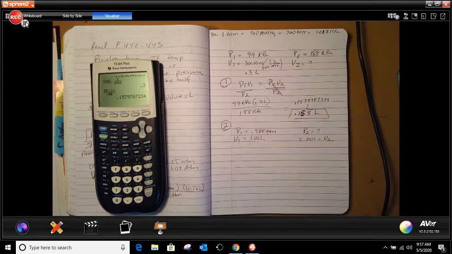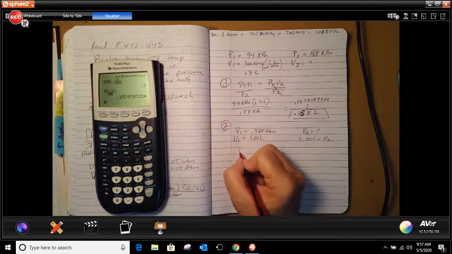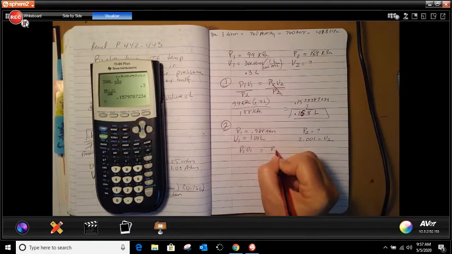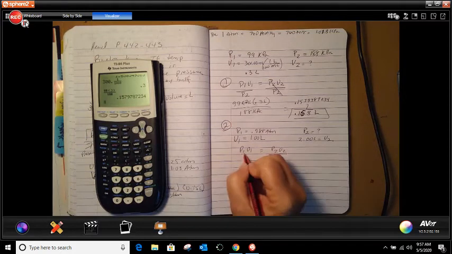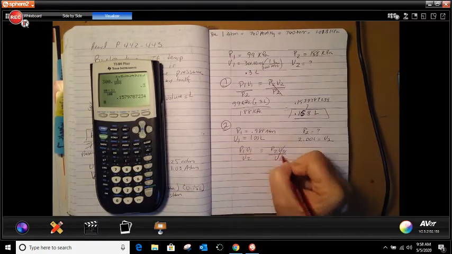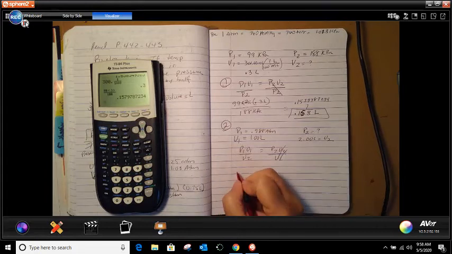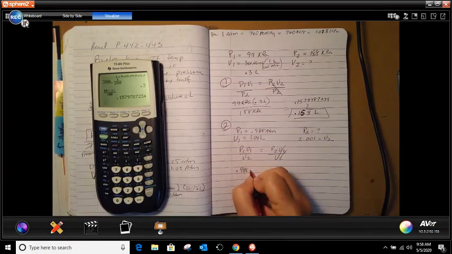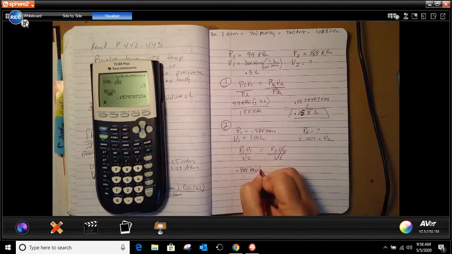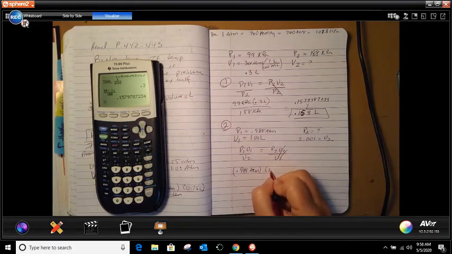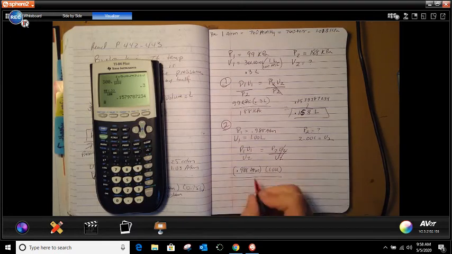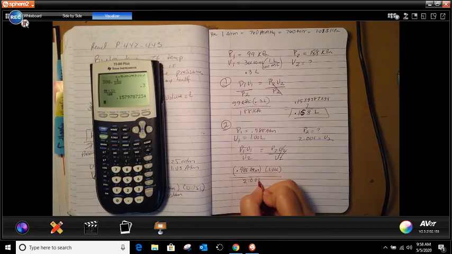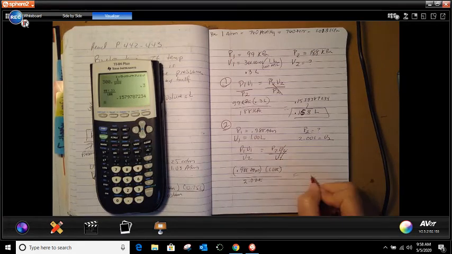So what I'm going to do is I'm going to do my formula again. P1 V1 equals P2 V2. I'm going to get P2, so I'm going to divide both sides by V2. And that means 0.988 ATM times 1.00 liters divided by my 2.00 liters. And when I get done, I should have my answer in ATM.